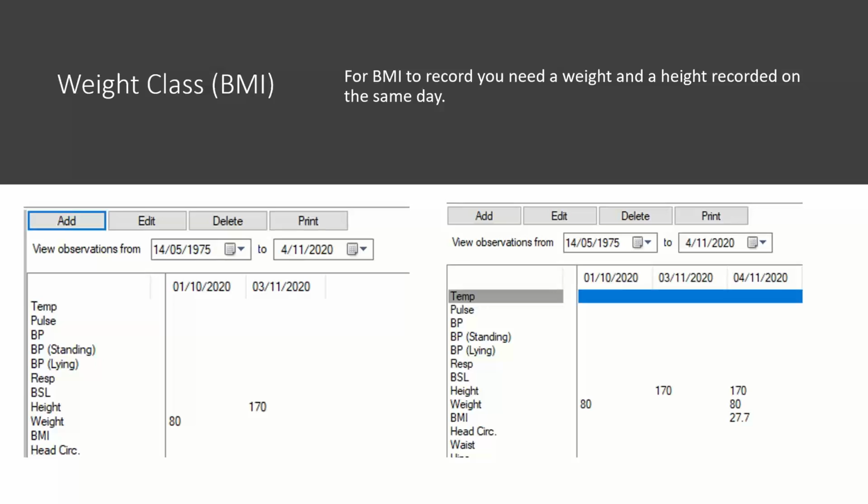The weight class. A BMI needs to include both a height and a weight on the same day to record a BMI. For Best Practice, if you record a height one day and a weight the next day, it will not show a BMI. So knowing that you may be getting a weight every time the patient visits, it may not record the BMI. So try to encourage your nurses and your clinical staff that if they want to get a BMI, they need to enter it on the same day so that it comes across. And that could affect your benchmarking report as well.